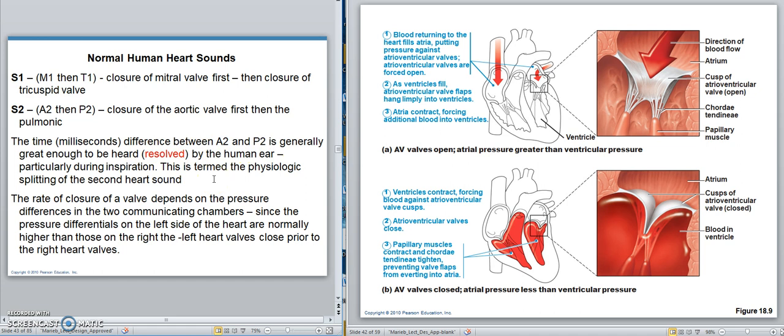Now that does change with breathing in and out. We can really hear the separate sounds well if you take a deep breath and hold it, because when you blow out and squeeze the chest down, the aortic sound comes closer to the pulmonic. So that's why you'll see us say take a deep breath and hold it, and then we'll move the stethoscope around to listen to the valves.